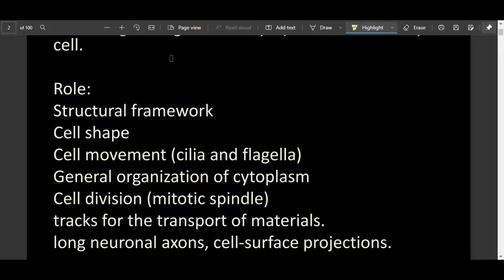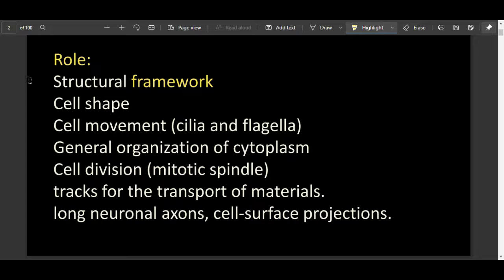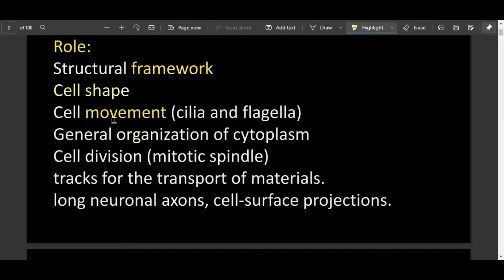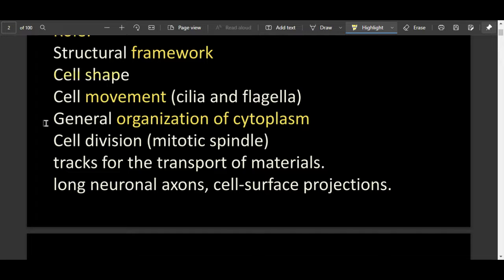What is the role of the cytoskeleton? Structural framework. Cell shape. Cell movement. General organization of the cytoplasm.